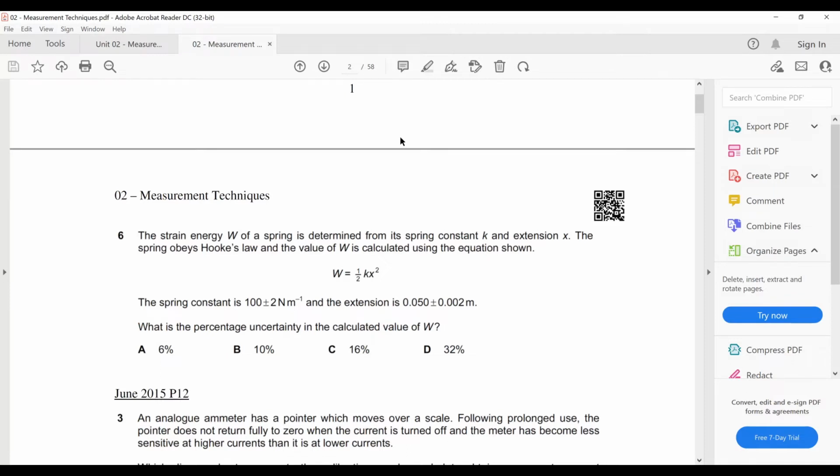MCQs actually look easy to do, but they're not. They're actually tricky. So this is just one thing to bear in mind. Although structured questions seem to be a hassle to do, they actually help better.